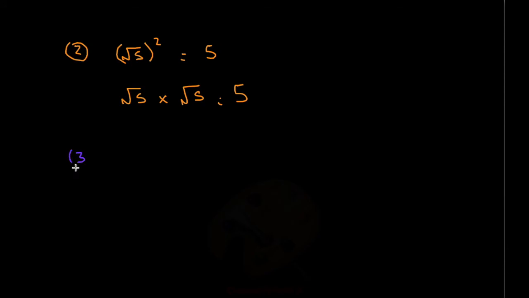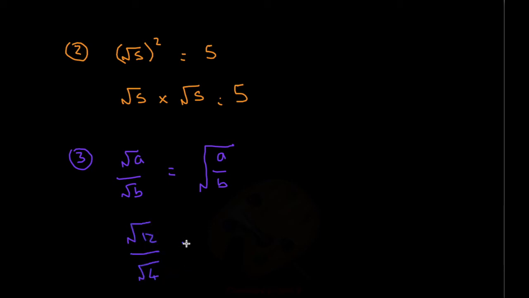Third, dividing two separate roots. So say I have root a over root b, this is the same as dividing them under the same whole root. So this would be equal to the root of a divided by b. So say I had root 12 over root 4. This would be equal to root of 12 over 4, which would simplify to give us root 3.